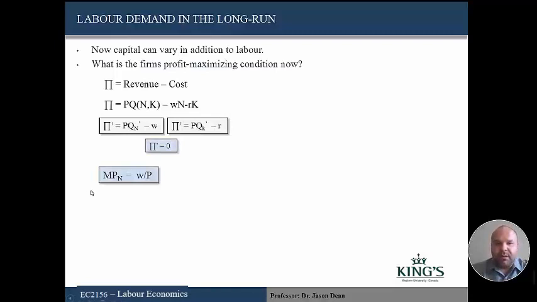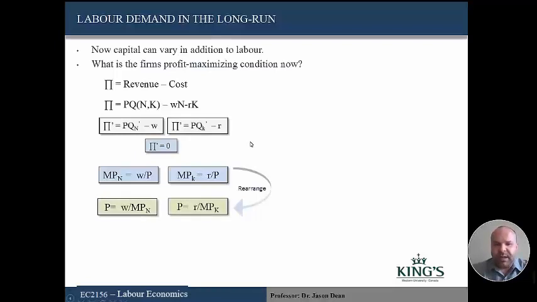When we do that, we can rewrite this above so that we have the marginal product of labor, which is the Q prime N, equaling the wage over the price. Similarly, when we set this one equal to 0 and solve for the marginal product of capital, which is Q prime K, we get R divided by P. Now we can rearrange each one to isolate P, and then we just set them equal to each other. And so this is the profit maximizing condition in the long run.